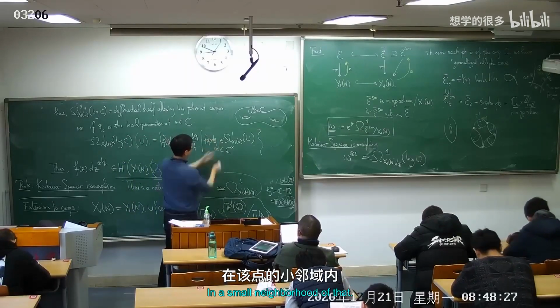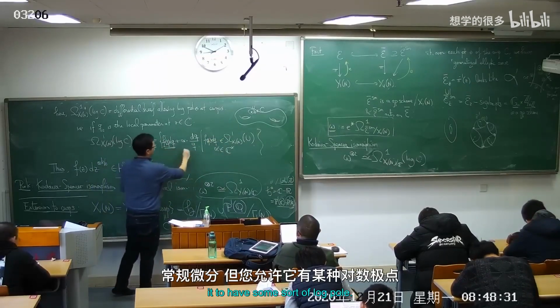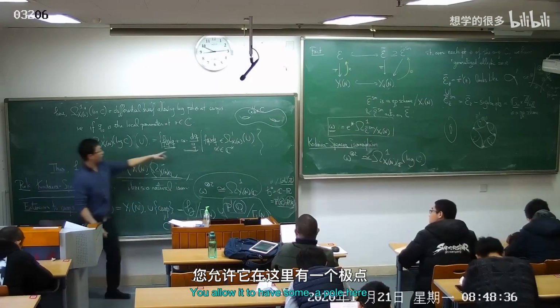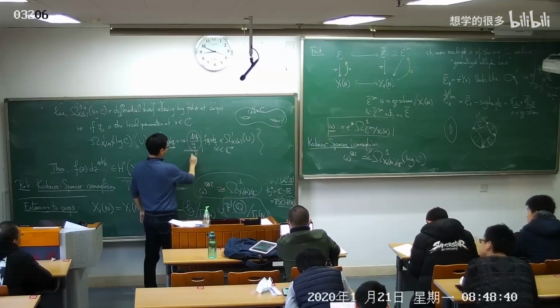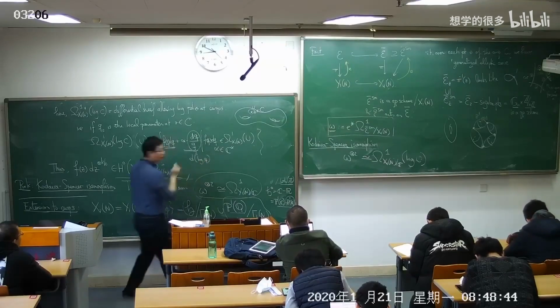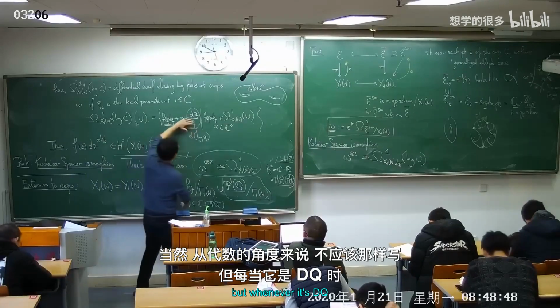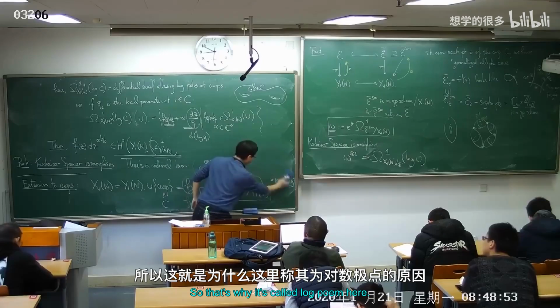In a small neighborhood of that, it's just some sort of regular differential, but then you allow it to have some sort of log pole. You allow it to have a pole here. The reason it's called a log pole is that you can formally write it as d log q. Of course, algebraically you don't write it that way, but whenever it's dq over q, this is some sort of d log. So that's why it's called log pole here.